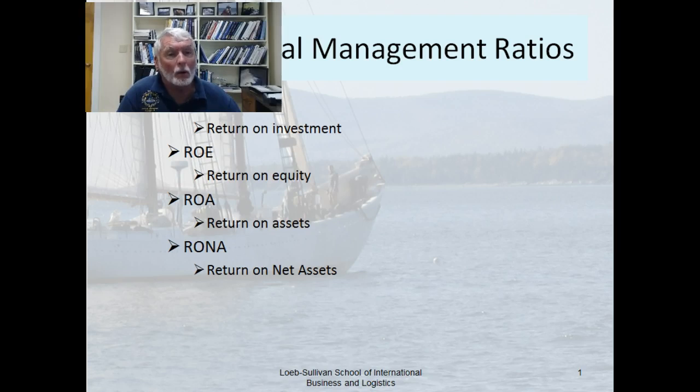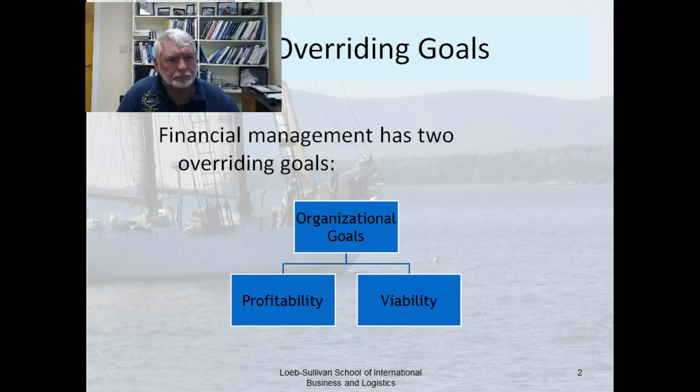So why do we need to measure? Well, we want to know how we're doing. Are we winning or losing? Are we doing a better job than someone else? Is there some way we can improve and do a better job ourselves? So financial managers have two primary goals. They are trying to maximize profitability, which we talked about earlier, but they also want to survive or be viable. So we need to have viability as well as profitability. And those two things are often in conflict.